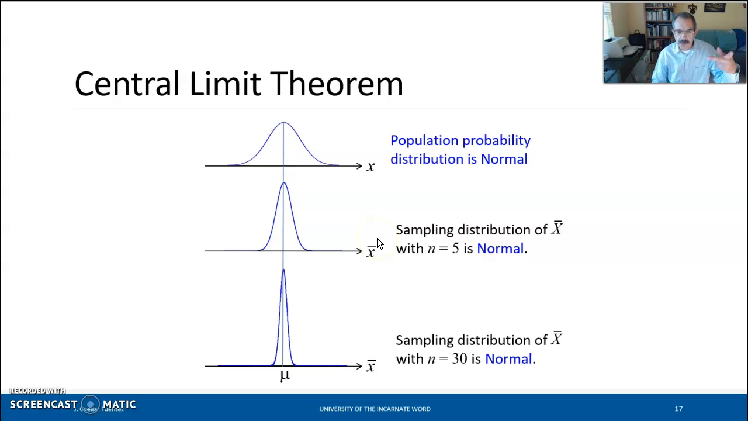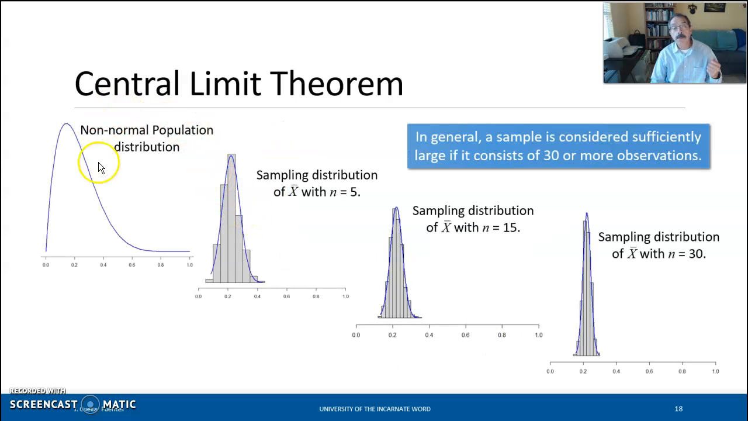And I illustrate these two points graphically here. Here, the population probability distribution is normal. If we take a sampling distribution of means of sample size 5, that distribution will be normal. If we construct the sampling distribution of the mean for sample size 30, it is normal. So regardless of the sample size, the sampling distribution is always normal.